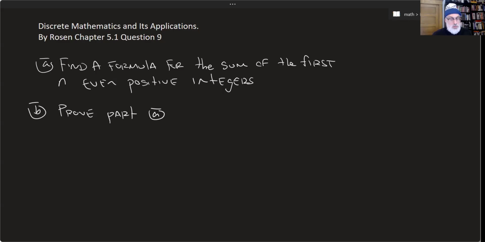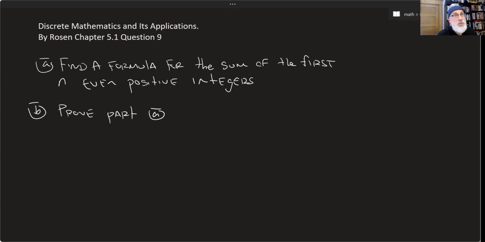We have another Rosen proof by induction. This time we have the sum of the first n even positive integers. Now, this problem 9 does not give us the formula, does not give us a summation that we are to prove. It wants us to first find that. So we're going to create that hypothesis, that sum, and then prove that what we come up with is true.